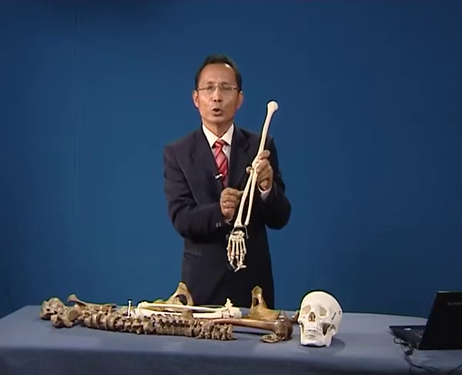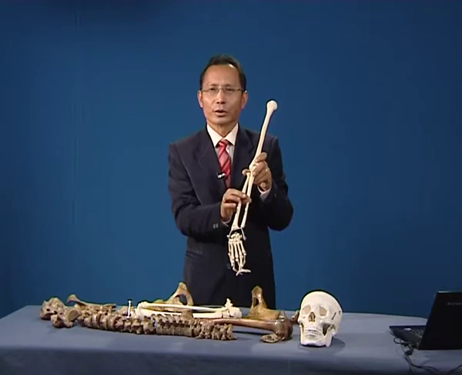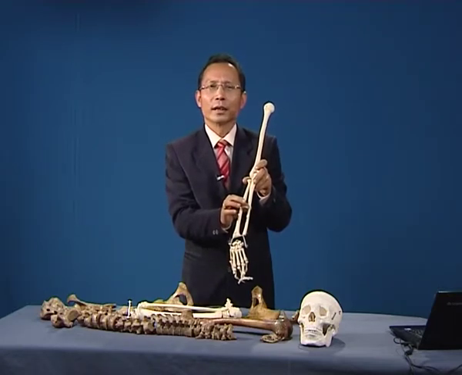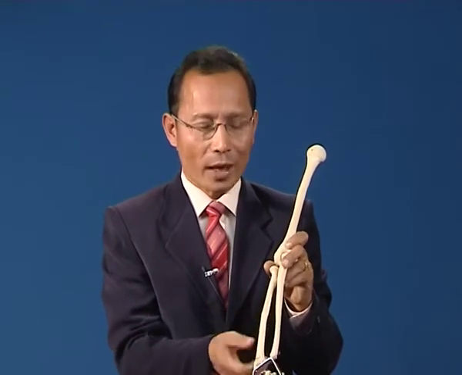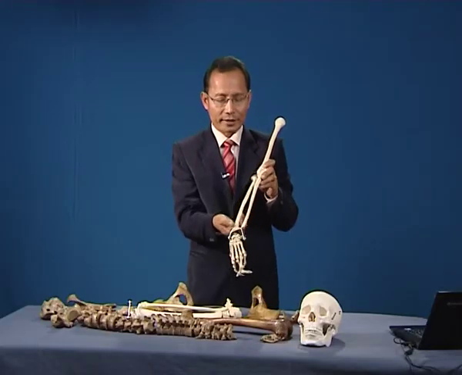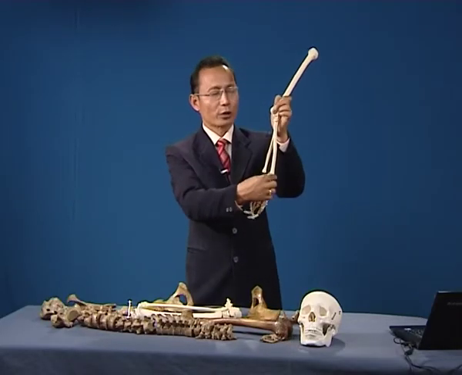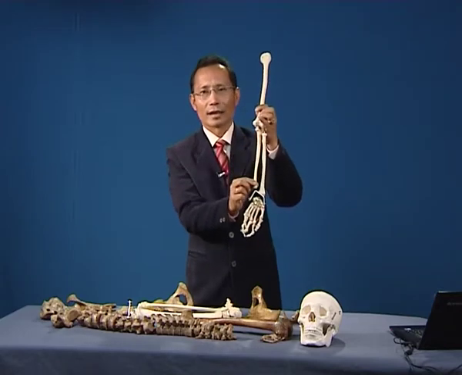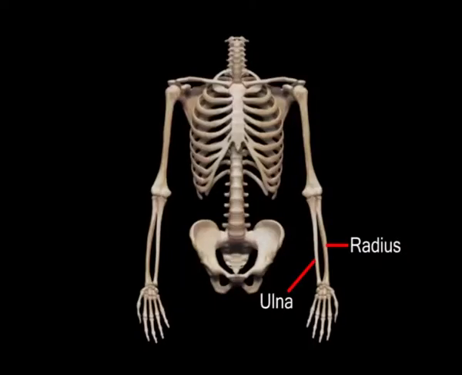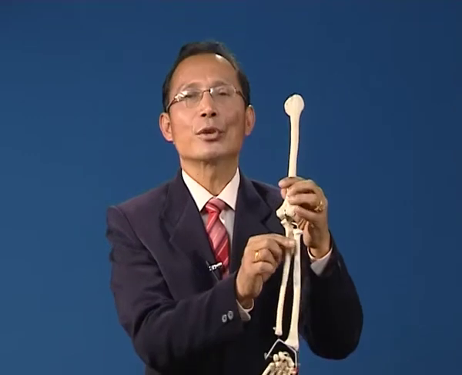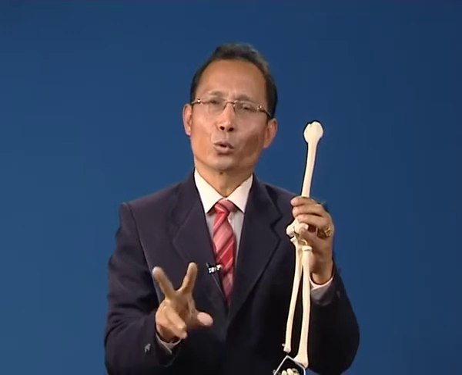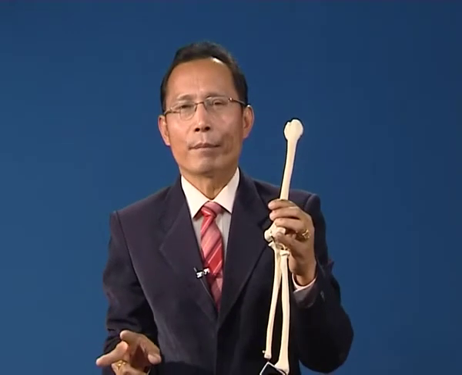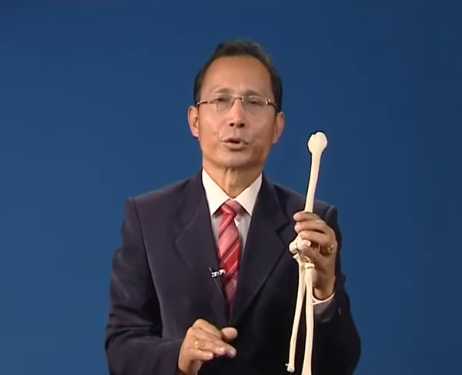Distal to the humerus, we have 2 bones. These 2 bones constitute our forearm. So the forearm has 2 bones. One is the radius. This smaller, shorter one is the radius, and this one is the ulna. So this radius and ulna, jointly known as the radioulna, form the bones of the forearm. So 2 bones in one forearm. So for 2 forearms, we have 4 bones.